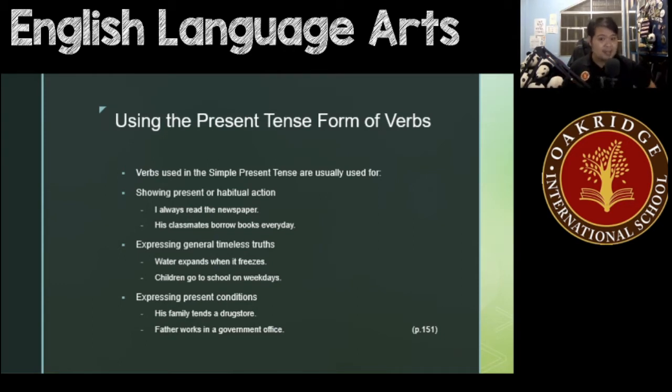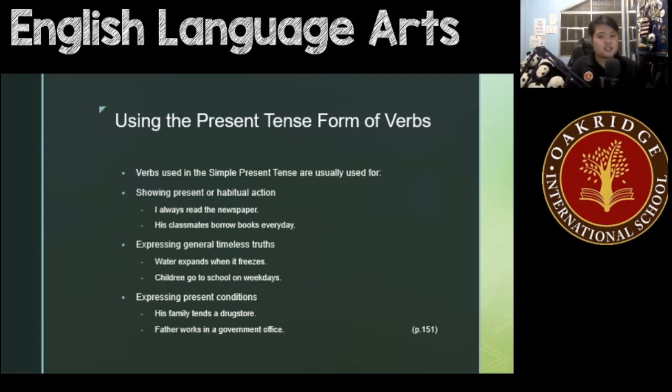Okay, we have three. One would be showing present or habitual action. So example, I always read the newspaper. His classmates borrow books every day. Here, guys, we have an example wherein it's something that's always done. Habitual, it's always done, right?